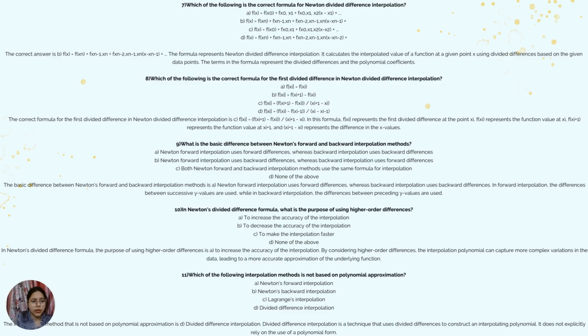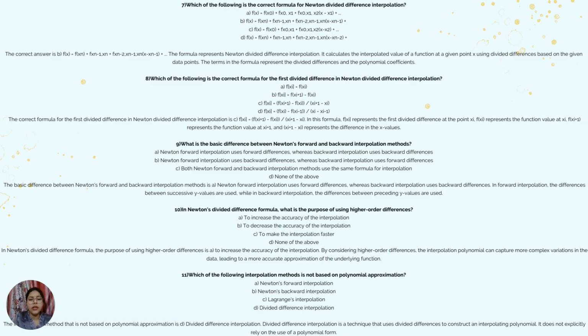In Newton's divided difference formula, the purpose of using higher order differences is A. To increase the accuracy of the interpolation by considering higher order differences. The interpolation polynomial can capture more complex variations in the data, leading to a more accurate approximation of the underlying function.